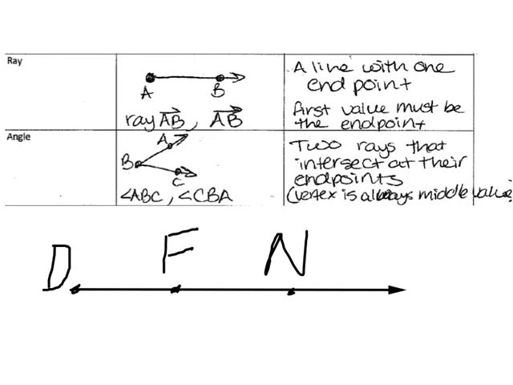Here are our first two definitions. This is a ray. It is a line with one endpoint, and it can be called either ray AB or AB with a ray above it. Notice it only has one arrow.